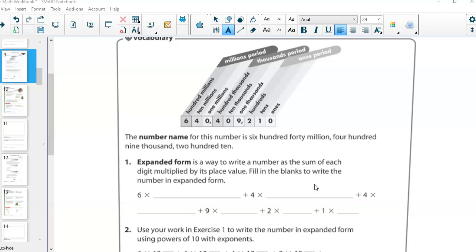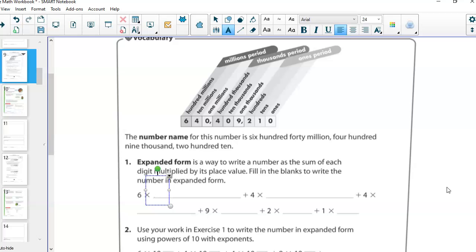So expanded form is a way to write a number as the sum of each digit multiplied by its place value, okay? So we're going to fill in the blanks to write the number in expanded form. So looking at this first part, instead of talking about the expanded form using exponents, we're going to be using just those whole numbers right now. So we're going to be multiplying by 10, 1,000, 100, whatever the place value is.